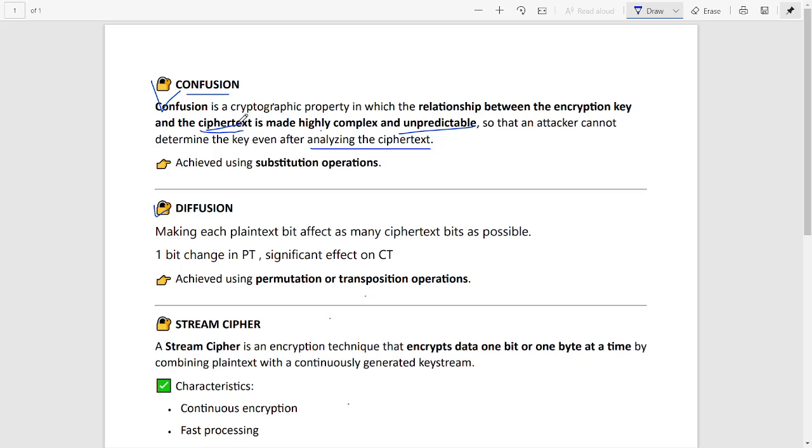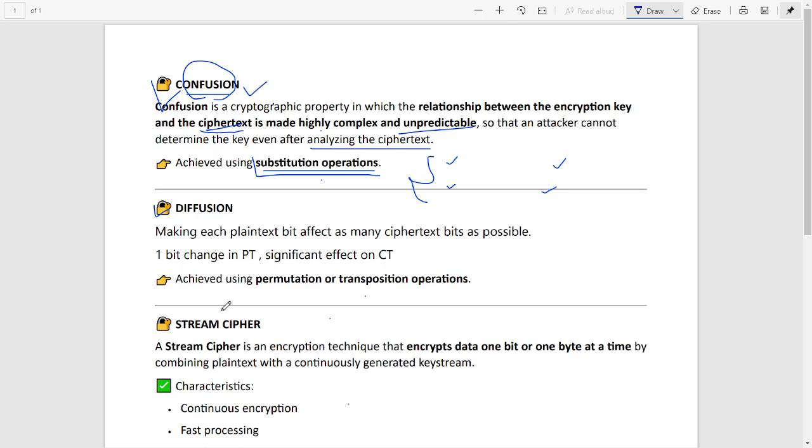Okay, so how can I achieve this confusion property? This can be achieved by using substitution operations. Suppose I have used substitution operations, like I have substituted this one to this one and this one to this one. If I have used these types of things in my algorithm, then definitely there is the confusion property. Okay. Next one is diffusion.